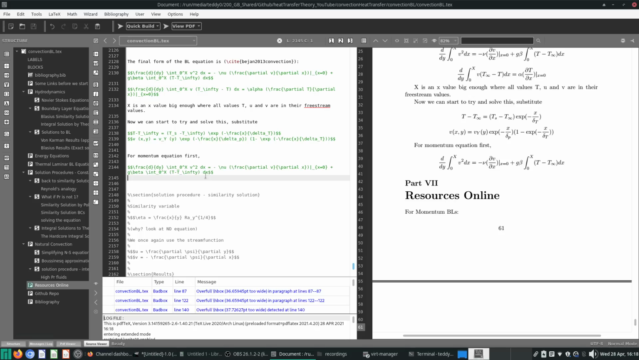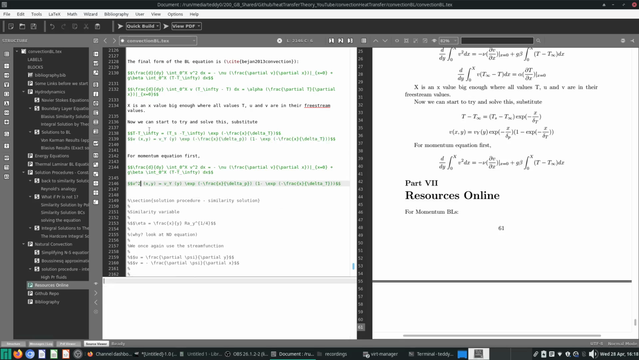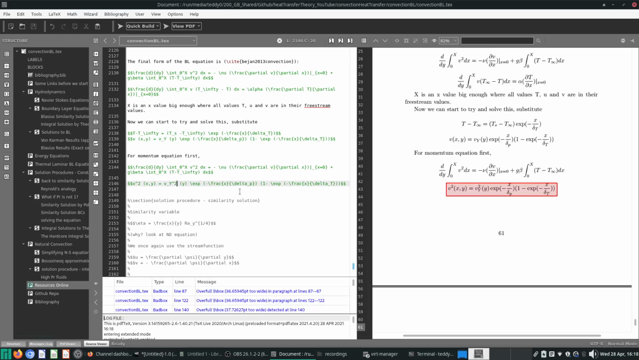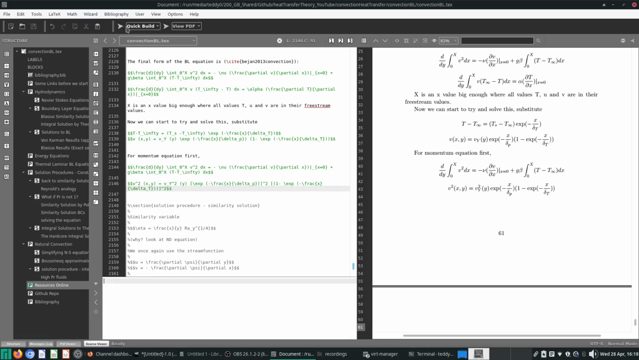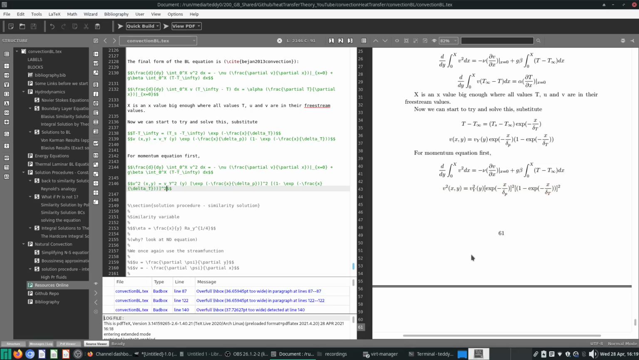What do we need to substitute in? We need to substitute in v squared. So v squared equals this vy squared. The exponential thing will also need to be squared, and all of these things here will be squared accordingly. As you can tell, it's going to be very messy when we put this in and integrate everything out.